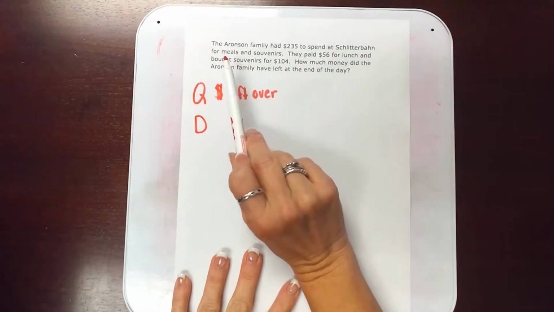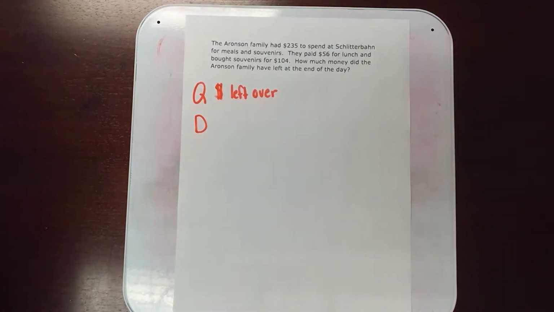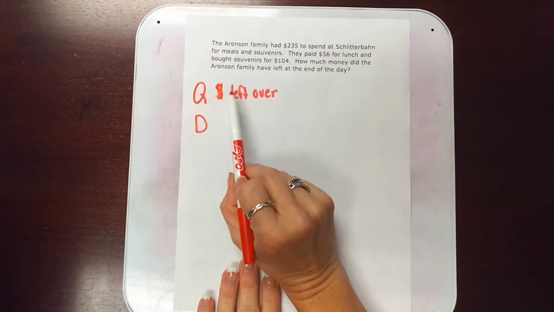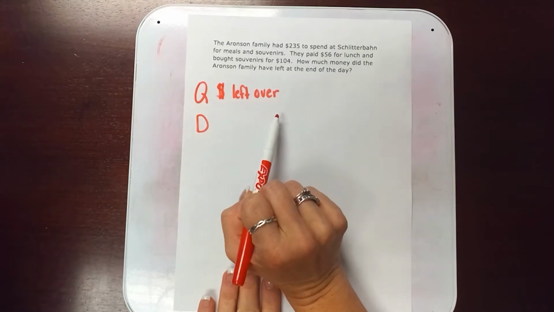So we would then go to the top and look at it sentence by sentence. The Aronson family had $235 to spend at Schlitterbahn for meals and souvenirs. And I would ask students, is there any information in that sentence that helps us determine the amount of money they would have left over?